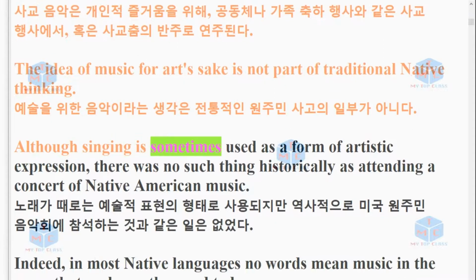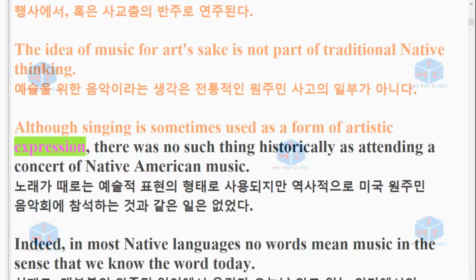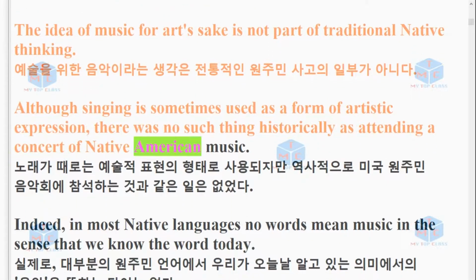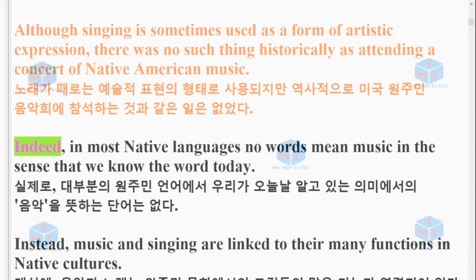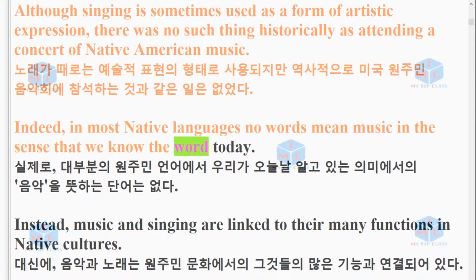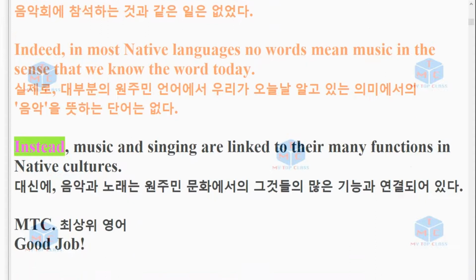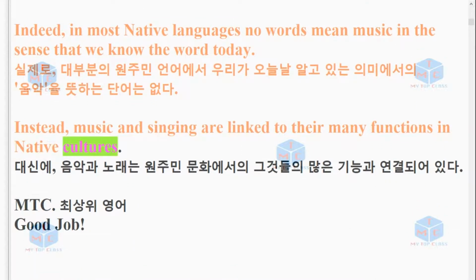Although singing is sometimes used as a form of artistic expression, there was no such thing historically as attending a concert of Native American music. Indeed, in most Native languages no words mean music in the sense that we know the word today. Instead, music and singing are linked to their many functions in Native cultures.